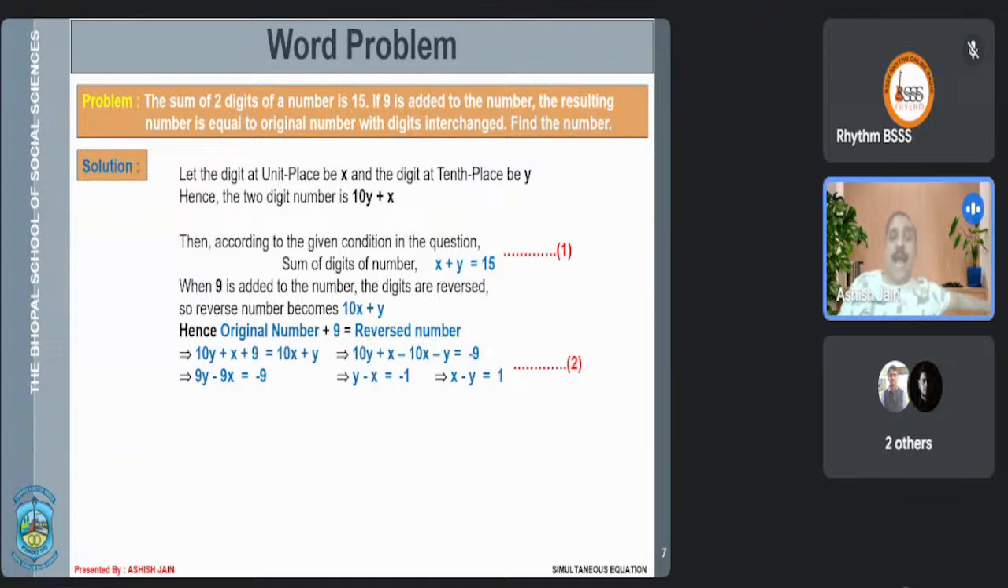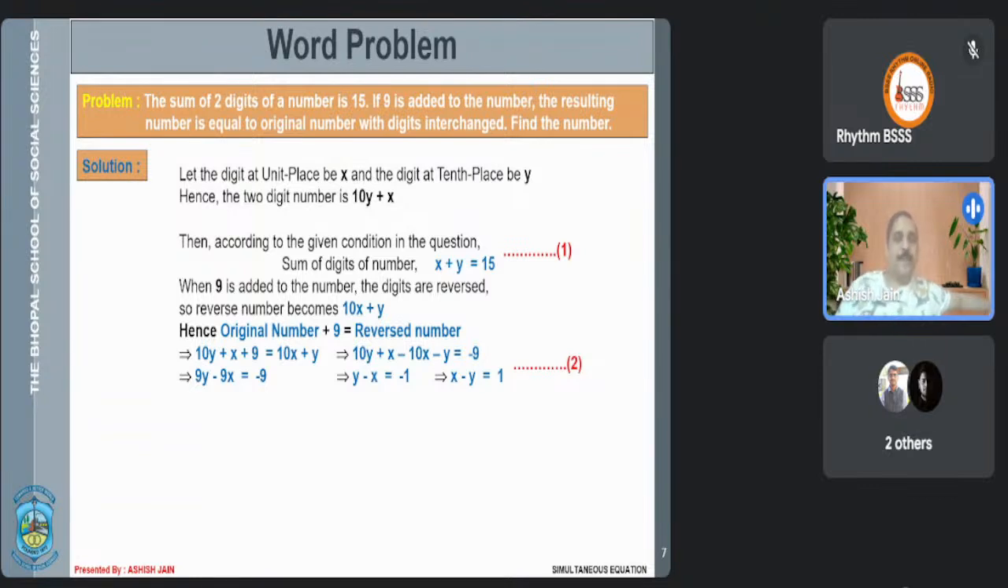Okay? If I add 9 to this number, my new number would be a reverse digit. That means if my first number is y into x, which is 10y plus x, my second number would be x into y. Reverse, मतलब 10 times x plus y. तो हमने लिखा है when 9 is added to the number, the digits are reversed. So the reverse number becomes 10x plus y.